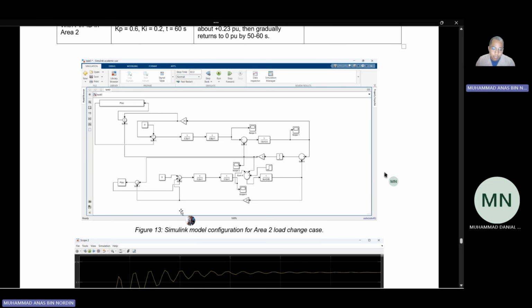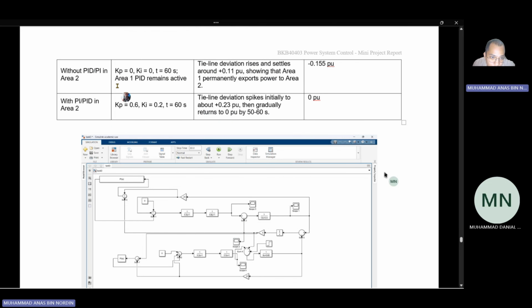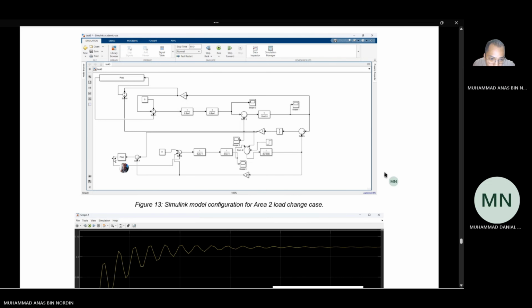Okay, this is the Simulink. As you can see here, first I change this part to the sum 4. Before, this one was connected to the sum 3. Then I replace it with the sum 4 and change the plus minus symbol here. Then I add the PI value here. For the PI setting, I set KP to 0.6 and KI to 0.2.